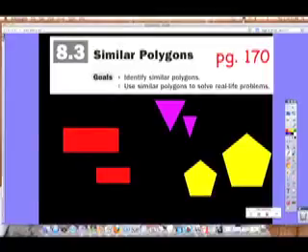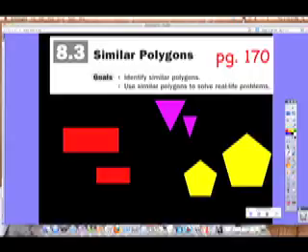Okay, chapter 8, section 3, it's similar polygons. All right, before I have you put a hand in the air, I want you to remind your neighbor what polygon means. Ready, set, tell your neighbor, what's a polygon? All right, hold it. Hands in the air, hold up 2 fingers and wiggle your 2 fingers.